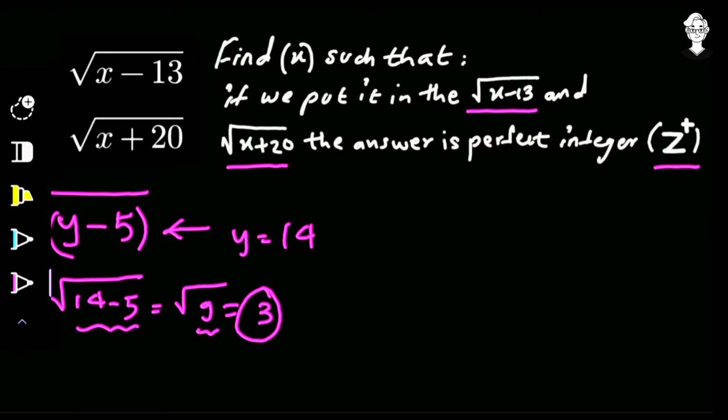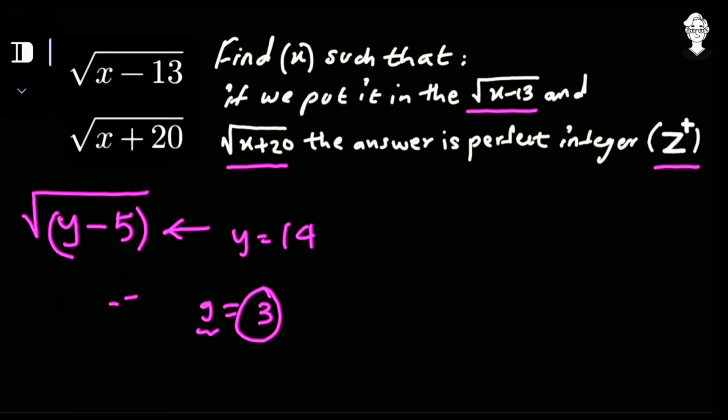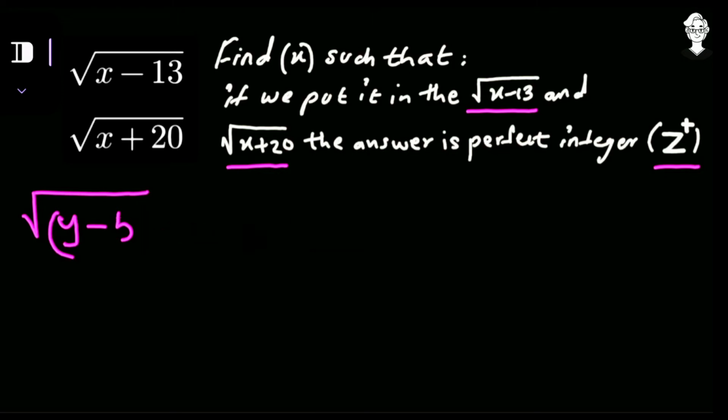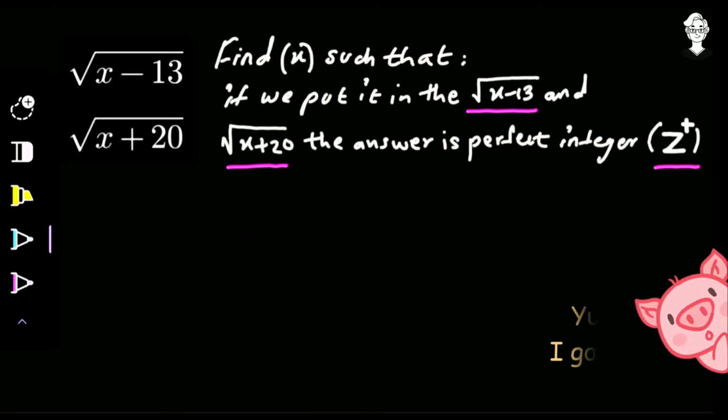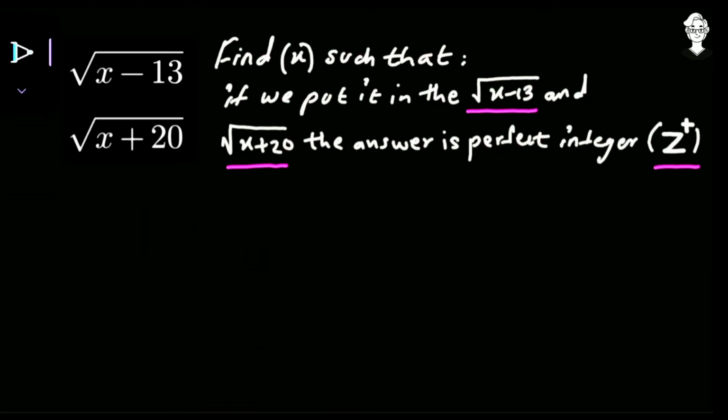So as it has been told in the original question, we have a variable x over there. Put x such that √(x − 13) and √(x + 20) are perfect integers. So we have to put x in x − 13 such that the resulting answer is a perfect square. Let that answer be m². Similarly, we have to put x in x + 20 also, such that the resulting answer is a perfect square. Let that be n².